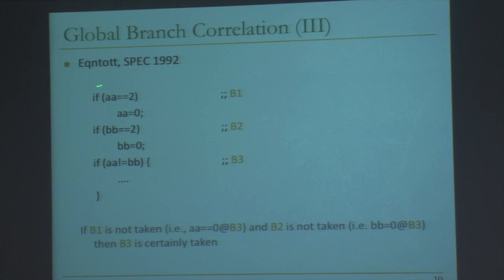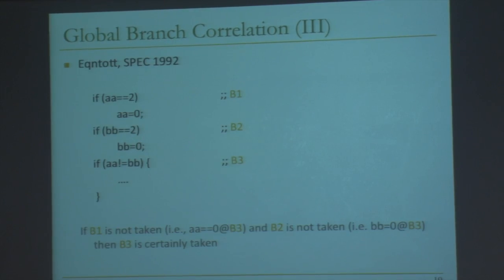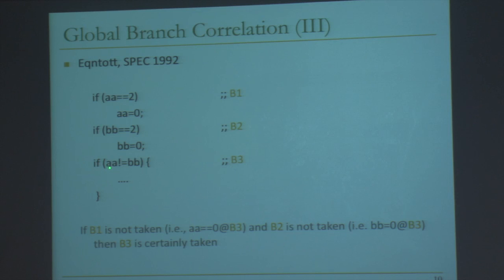And this was actually a tough nut for many processor manufacturers because of this loop, mainly. This is an optimization program. This is a VLSI design optimization program. But basically, it's very similar to this construct. You test if A is equal to 2, then you set A equal to 0, BB is equal to 2, then you set BB equal to 0, and then you test if AA is not equal to BB.